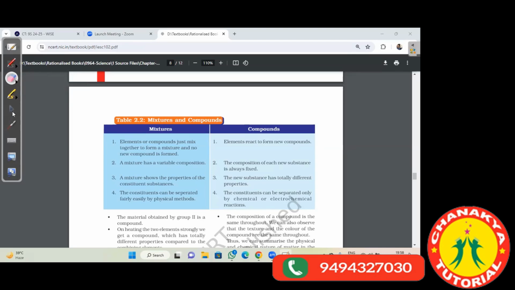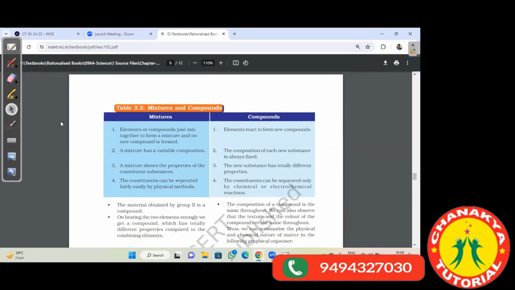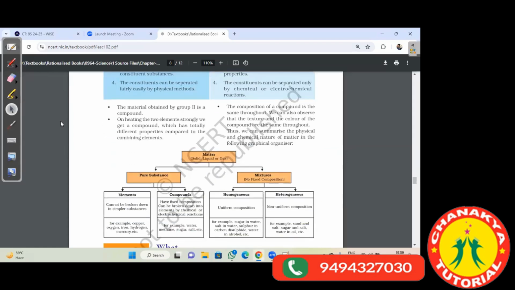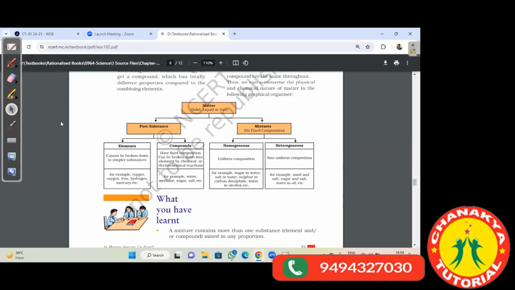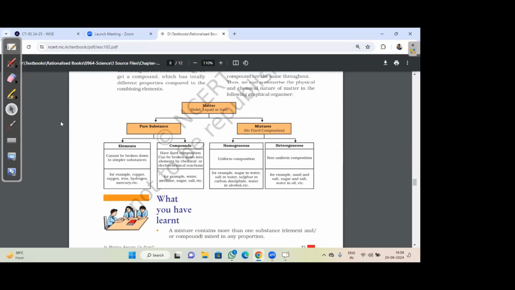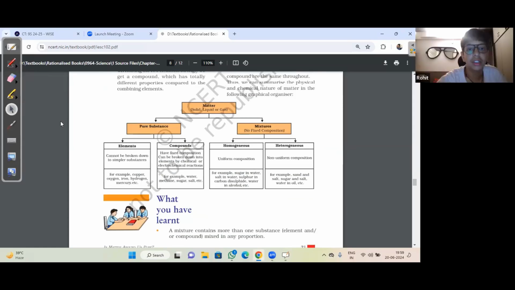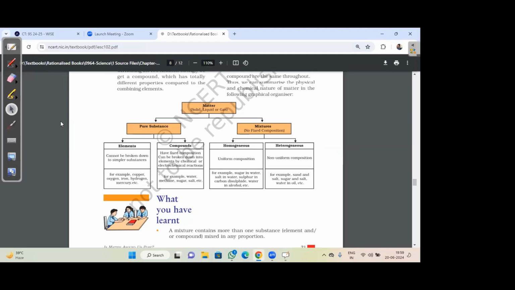Okay. So in the next class, we will start after this, mixtures and compounds. So just go through these mixtures and compounds. We will do compounds once more, and then we'll move ahead. Okay, so be ready with your doubts. If you have any doubts, be ready.